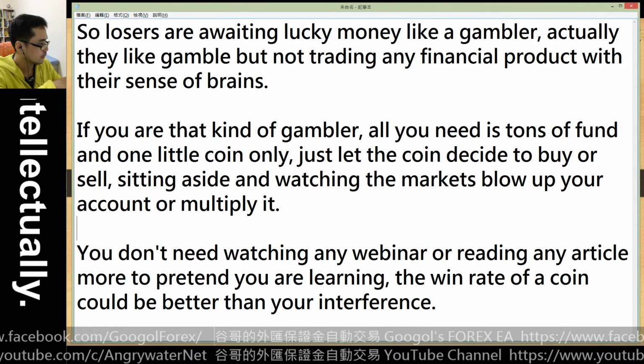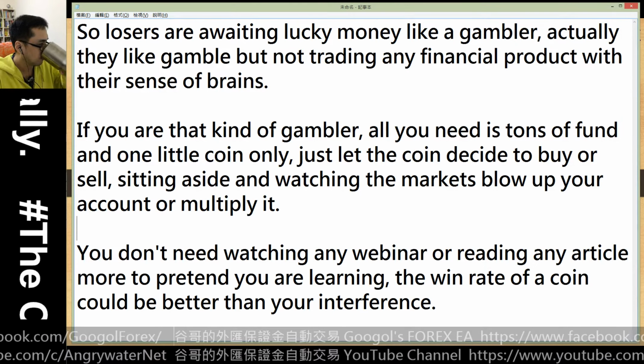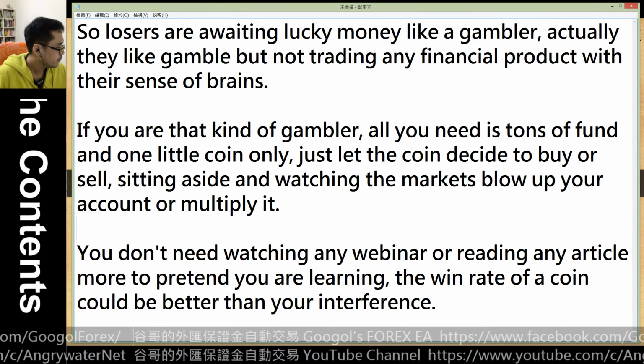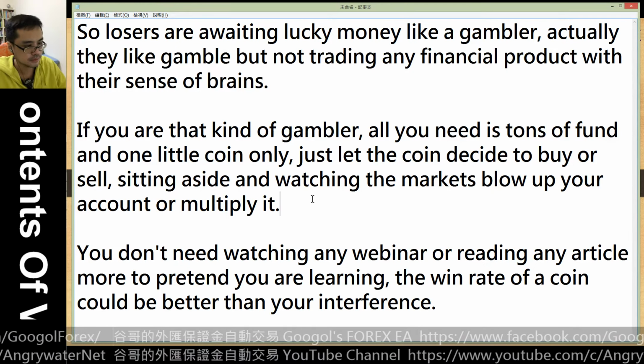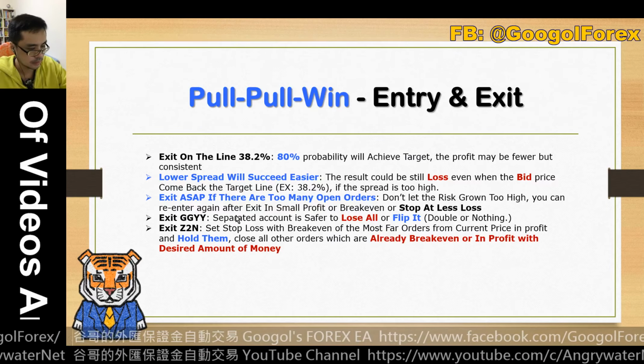But if you really care about how often you will win and want to grow your account step by step, then here are 2 ways of exit to let you maximize your profit and reduce your loss. Googol calls them the rule of GGYY and the function Z2N.